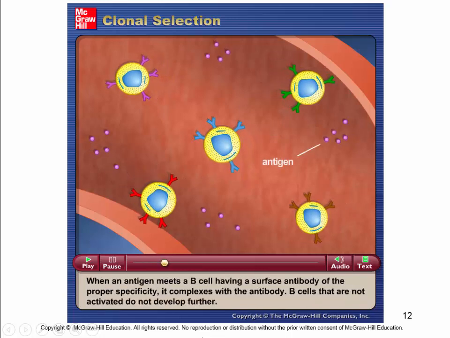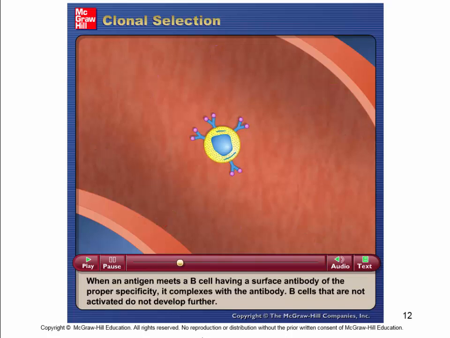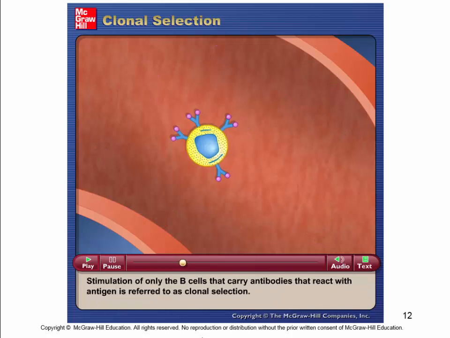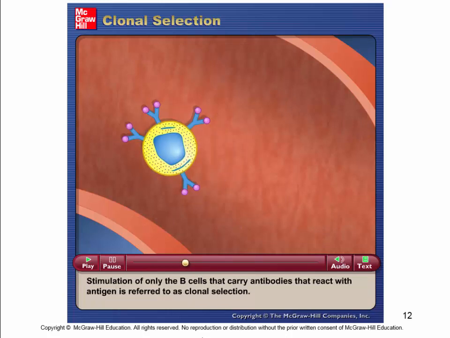When an antigen meets a B cell having a surface antibody of the proper specificity, it complexes with the antibody. B cells that are not activated do not develop further. Stimulation of only the B cells that carry antibodies that react with antigen is referred to as clonal selection.